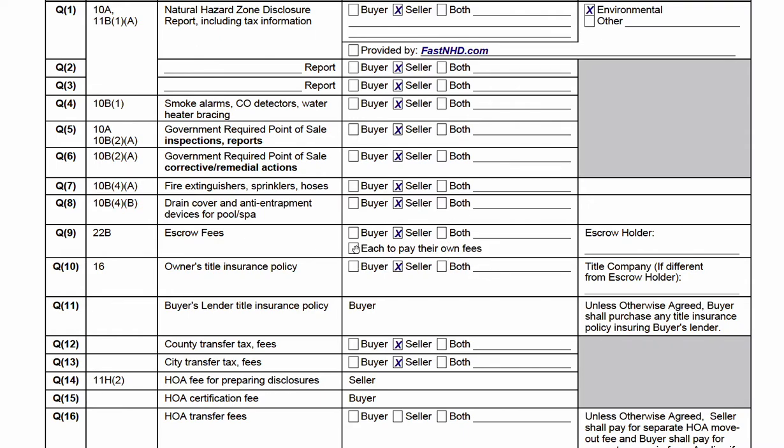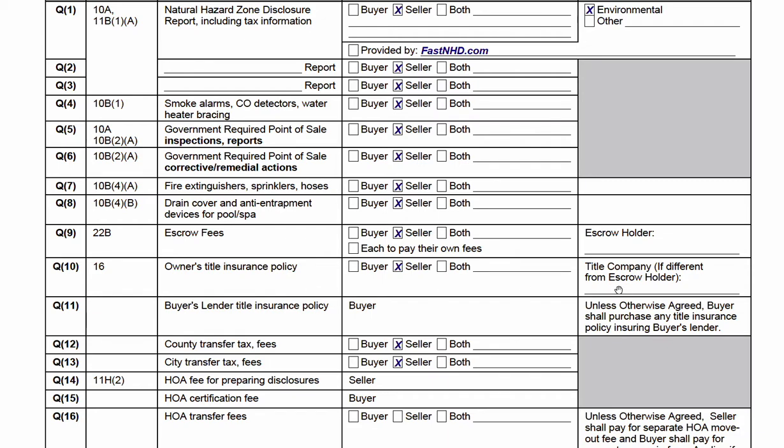So this is a PDF, but if I checked this, this is what I'd do if I was filling this out. Each pay their own fees. Escrow fees, each pay their own. Escrow holder, write the name in there. Owner's title, seller to pay, and I'd write it in here. In Southern California, you check each pay their own. You write seller's choice, or you write your preferred company or seller's choice, because the seller chooses in SoCal. Same with here. You check seller for the owner's title insurance policy and write seller's choice.